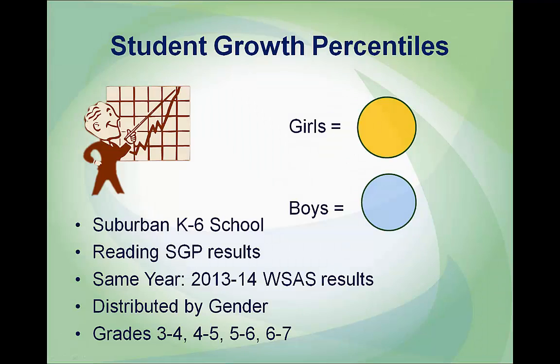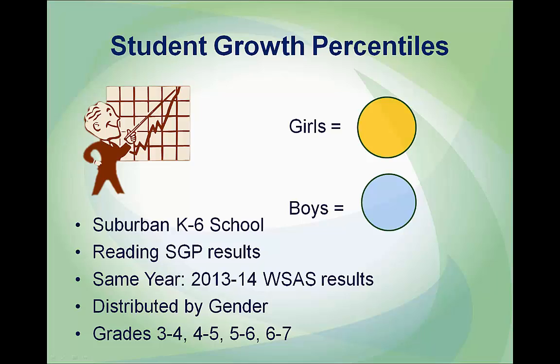So what I've done is I've set up, using some real school data from someplace in Wisconsin, a sample student growth percentile analysis that a building principal might take on. So I'm going to pretend that we're going to be a suburban K-6 school and that we're going to use our reading WKCE or WSAS student growth percentile results. And we'll use it all for the same year, the 2013-14 results.